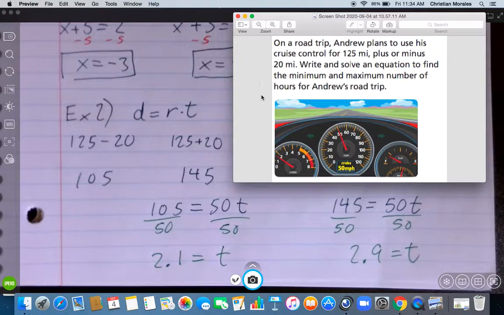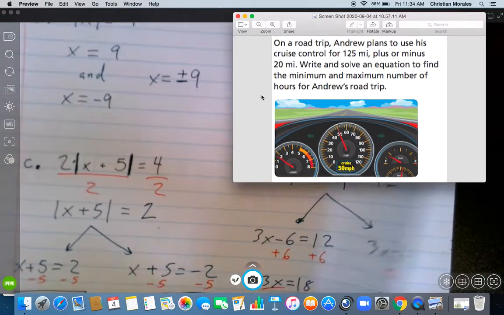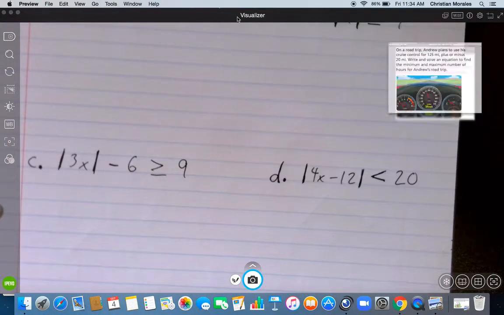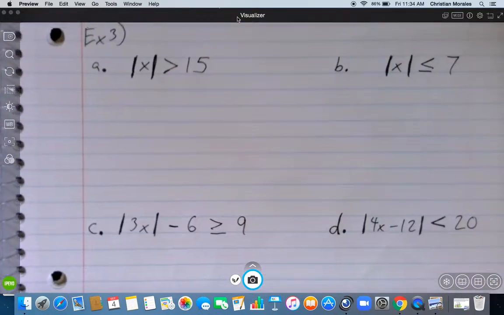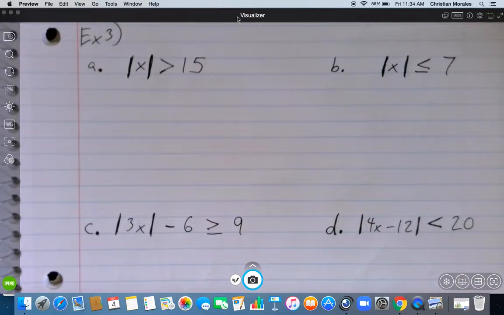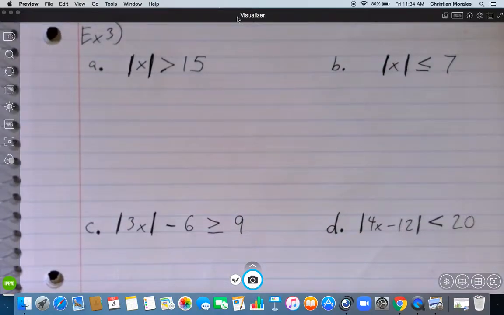All right, next question. Now we're going to get to inequalities. Now, for inequalities with absolute values, it's kind of similar. There's two possibilities, but there's going to be one key difference, okay?